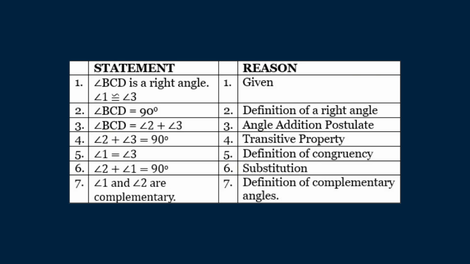Also, look for definitions. BCD equals 90. That's the definition of a right angle. You also have the definition of congruency. You just plug that in. You also have the definition of complementary angles. All of these are useful tools to solve proofs.